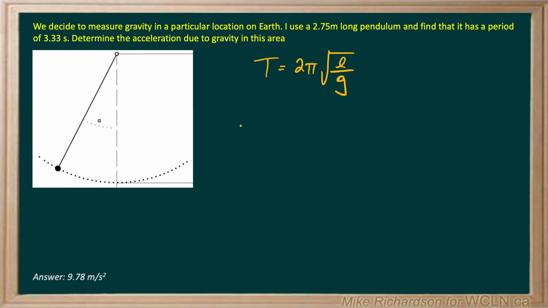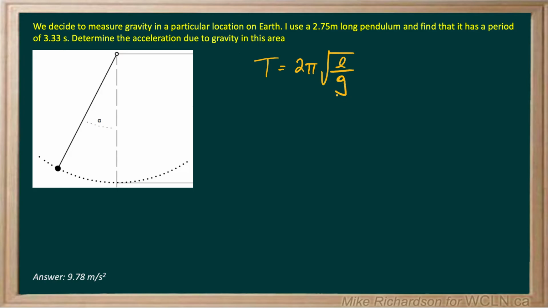Okay, imagine we want to determine the acceleration due to gravity at the top of Mount Everest. We can use a 2.75 meter long pendulum to do this. We know the equation for the period of the motion of a pendulum. It depends on its length, which is fixed in this case, 2.75 meters, and it depends on g.